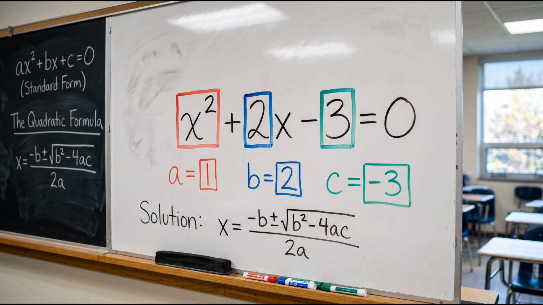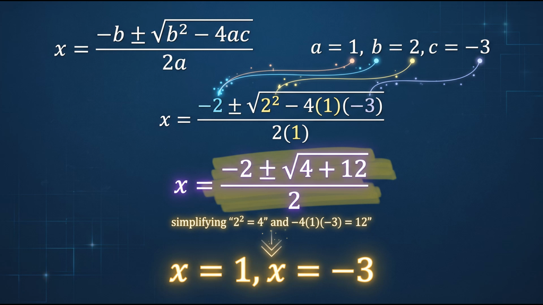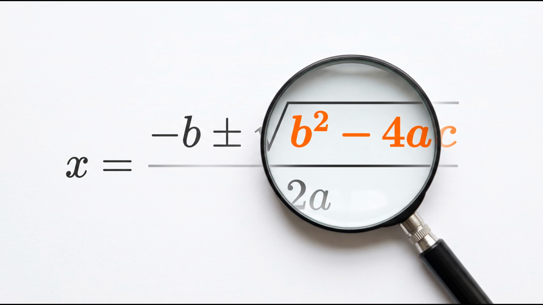Let's try x² + 2x − 3 = 0. Here, a is 1, b is 2, and c is −3. Substituting into the formula gives us x = 1 or x = −3. Same answer as factoring, just a different path.